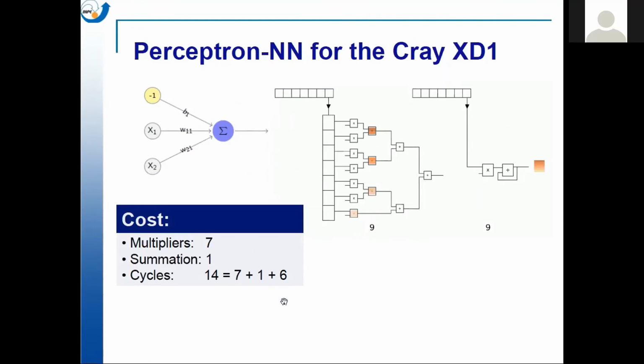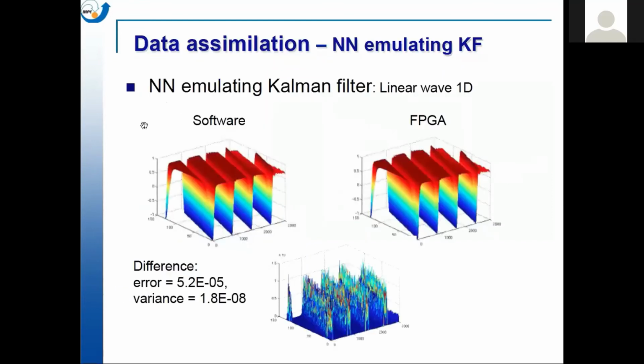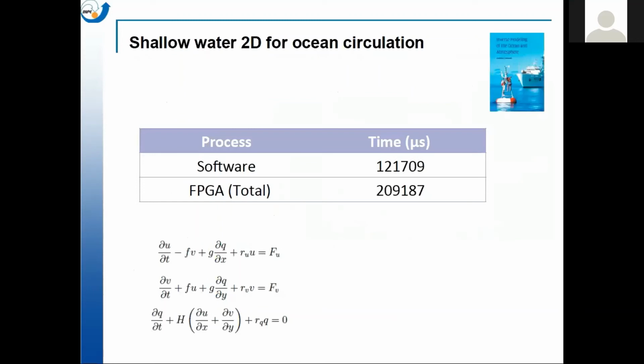And with this pipeline, you can reduce the computation in terms of cycles that we are using between CPU and FPGA. And then the difference between using software and FPGA: you can see here very similar results, and the difference is very small. The error is 10 to the minus 5. But in terms of CPU time for software, in microseconds per cycle of data assimilation, it's about 120,000 microseconds, but using FPGA it is 200,000 microseconds. It's roughly 2 times slower on FPGA than software.